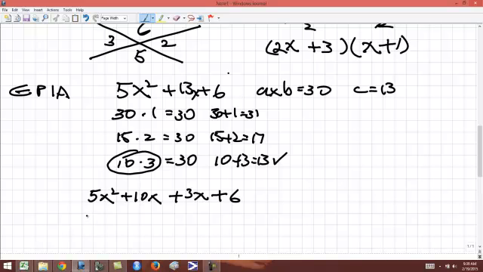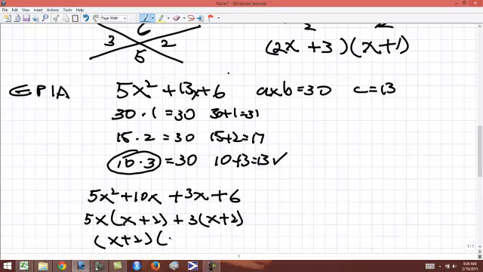Factor out the 5x from both pairs. I got 5x times x plus 2 plus 3 times x plus 2. I now have a common term of x plus 2 in both terms. So I'll have x plus 2 times 5x plus 3. And I'm finished.